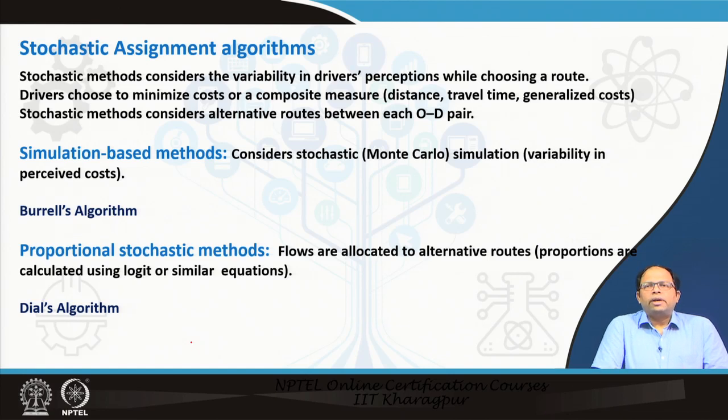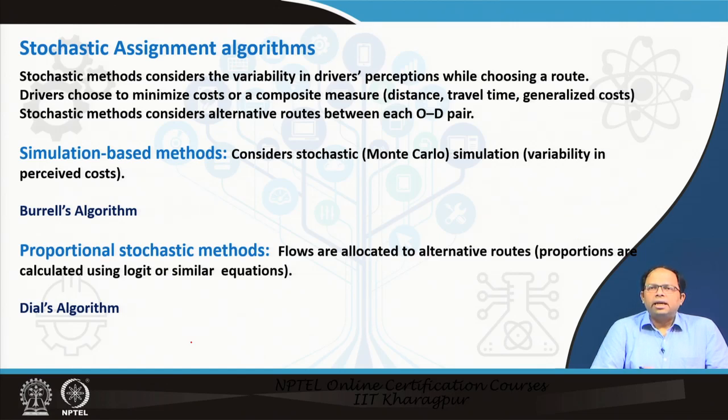Then, once we have looked into the equilibrium assignment, we look into the stochastic assignment algorithms. Stochastic methods consider variability in drivers' perception while choosing a route. That means till now we were not talking about each individual driver's variation in perception. So, drivers choose to minimize cost or a composite measure. It could be distance, travel time, generalized cost, or the like. And they could consider reducing any one of them. Stochastic methods consider alternative routes between OD pairs.